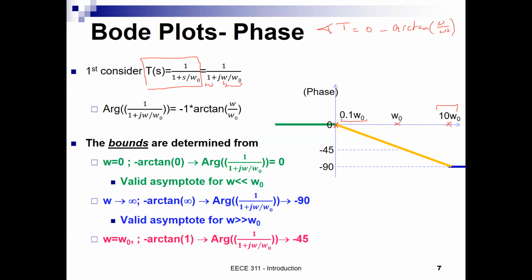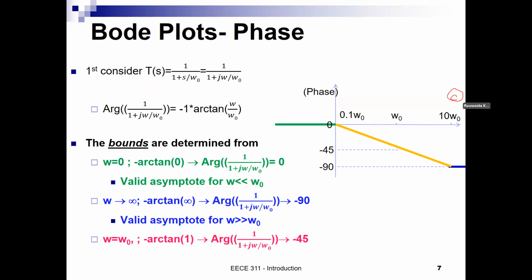When omega is very small, this is region 1 or region A. When omega is smaller than 0.1 omega 0, we can safely assume that omega over omega 0 is approximately 0, and this implies that I have arctangent of 0, and so the angle of T will be equal to 0, and this is represented here by this line.